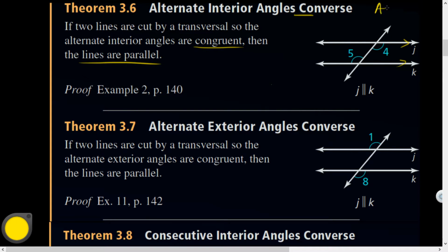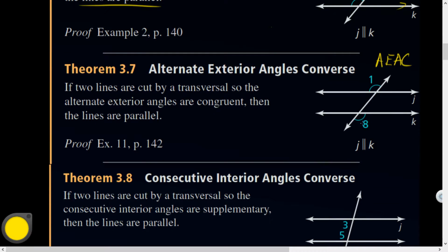Also, we call this AIAC, maybe? Sure. And then this one, alternate exterior angles converse. If you could prove those are congruent, like Liam was just saying, then those lines are going to be the most parallel. And the way you could prove this is vertical angles here and then corresponding angles converse there, right?